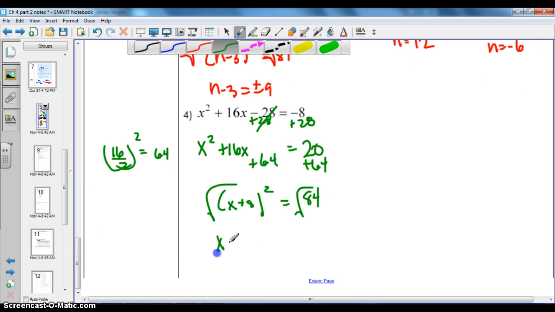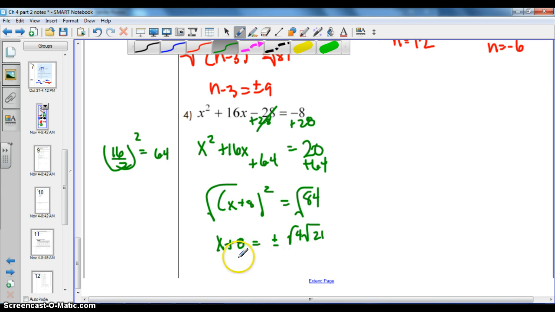All right, so we have x plus 8 equals plus or minus the square root of 84. So 84, remember, think back to those simplifying of radicals, and we want to figure out the biggest perfect square that we could divide 84 by. So 84 could be divided by, let's see, 4. So 4 and 21. So it would be 2 radical 21.